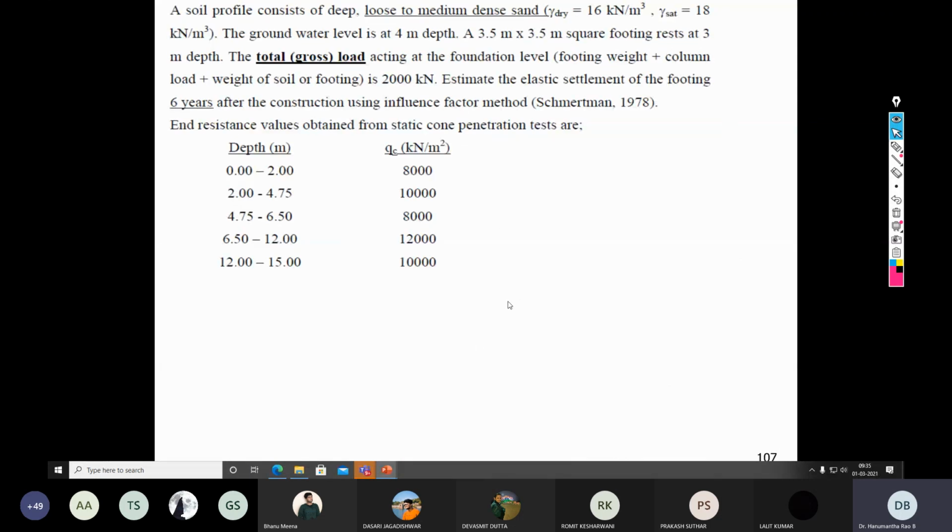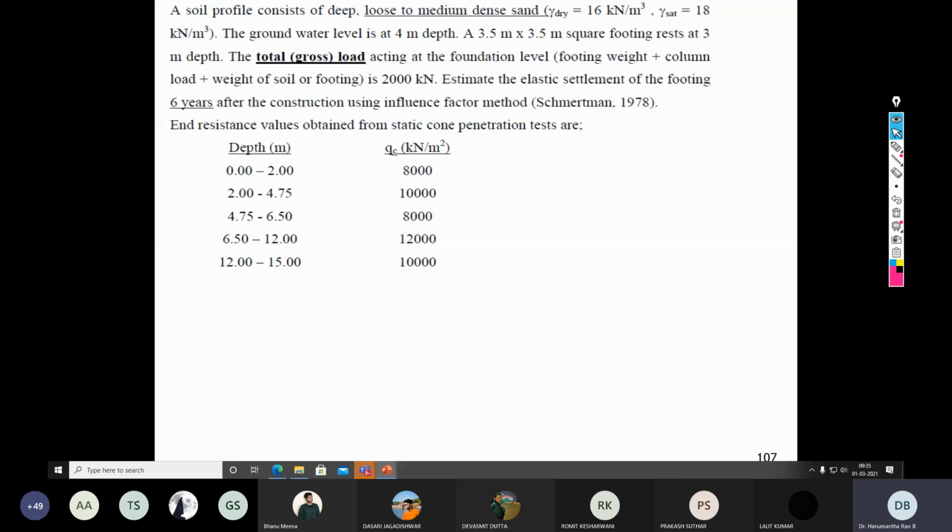So note down another sum. The previous two sums belonged to clayey soil, calculation of the elastic settlement in clayey soil. This one is on cohesionless soil.